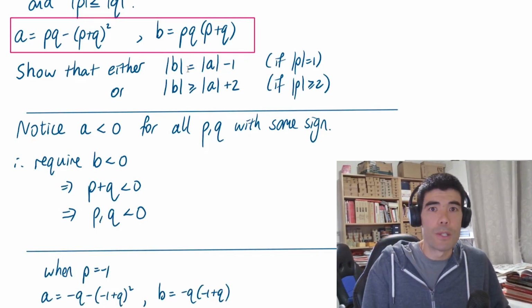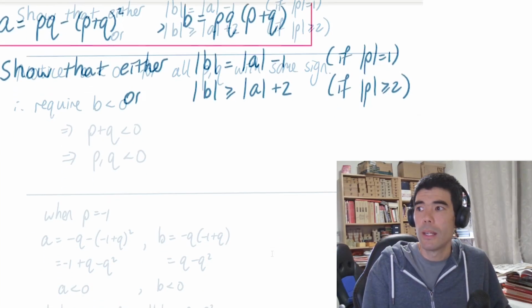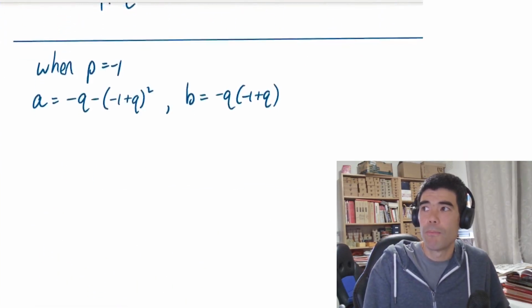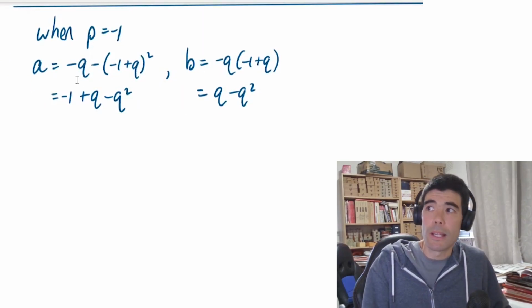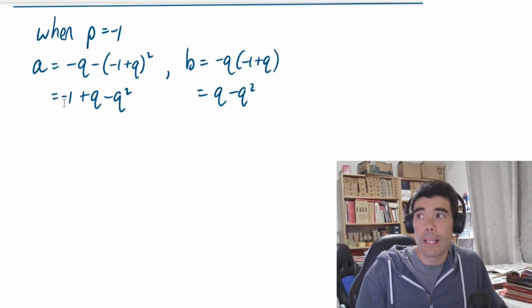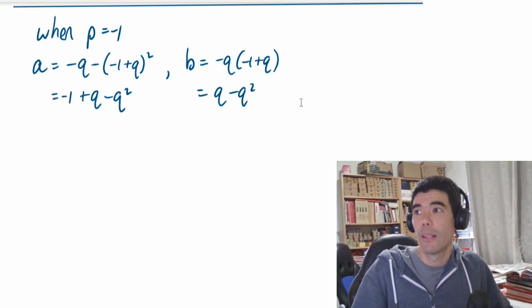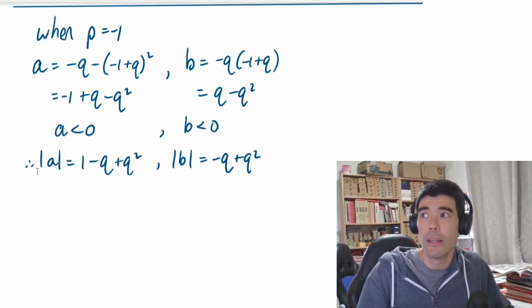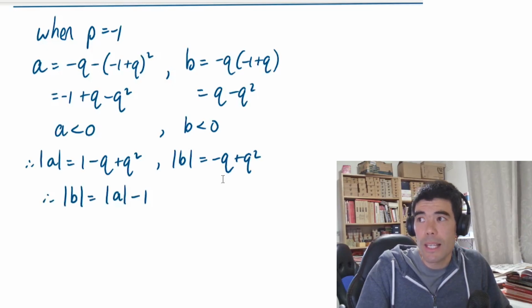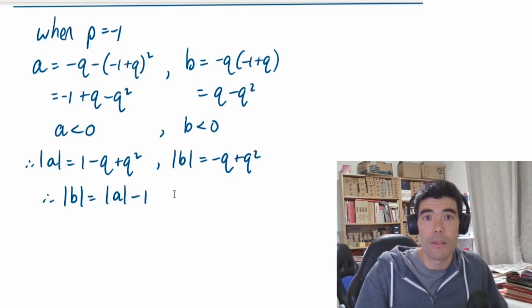Now to prove this first case, that the size of B is the size of A minus 1, we let P be negative 1. Subbing that in, we find that A is negative 1 plus Q minus Q squared, and B is Q minus Q squared. A and B are both negative, so the size of A, the absolute value of A, becomes negative A, which is 1 minus Q plus Q squared, and the size of B becomes negative B, which is negative Q plus Q squared, so the size of B is in fact 1 less than the size of A.